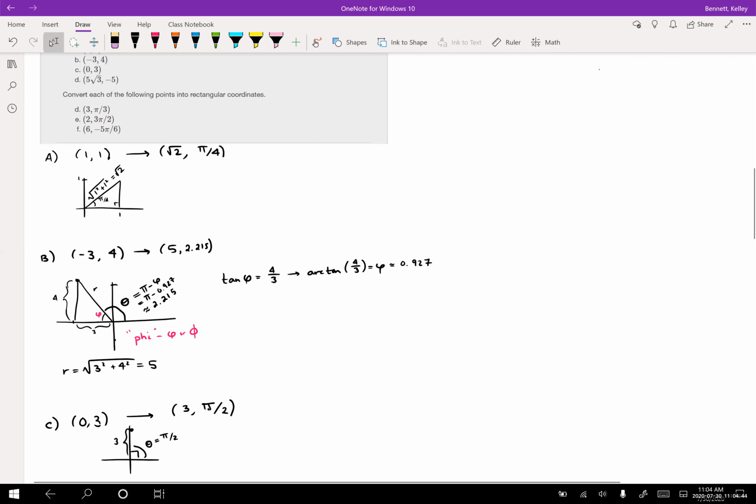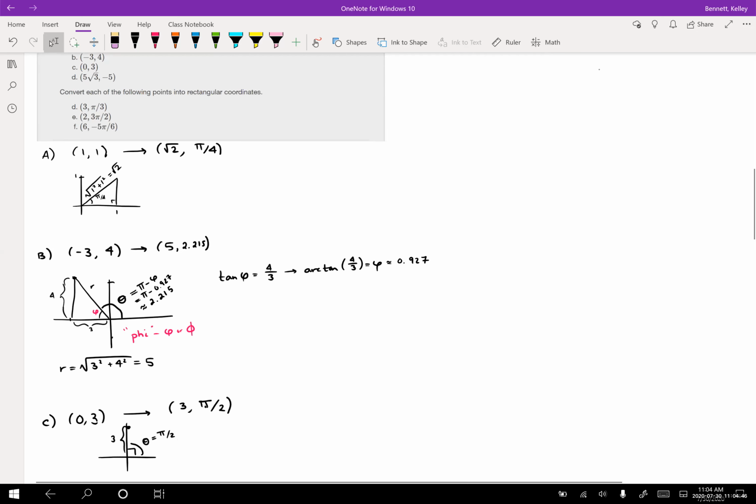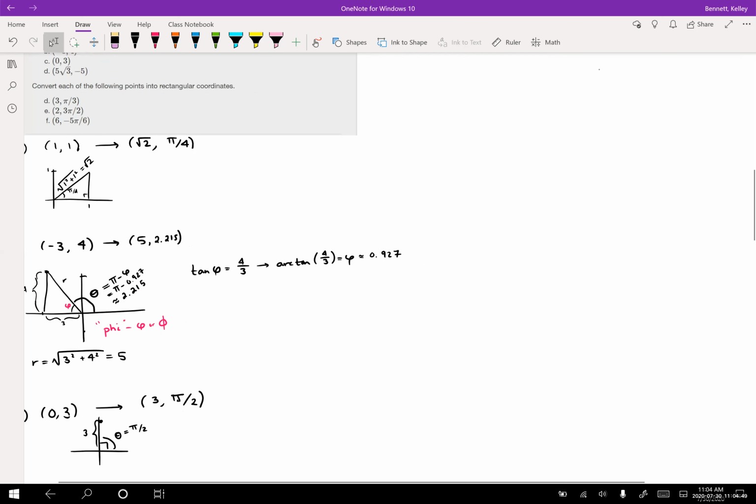All right, so let's do some where we're going to go from polar into rectangular. So for, we'll just skip D. Oh, there's 2 Ds. Ha, in your face, textbook. So we'll go to the second D.